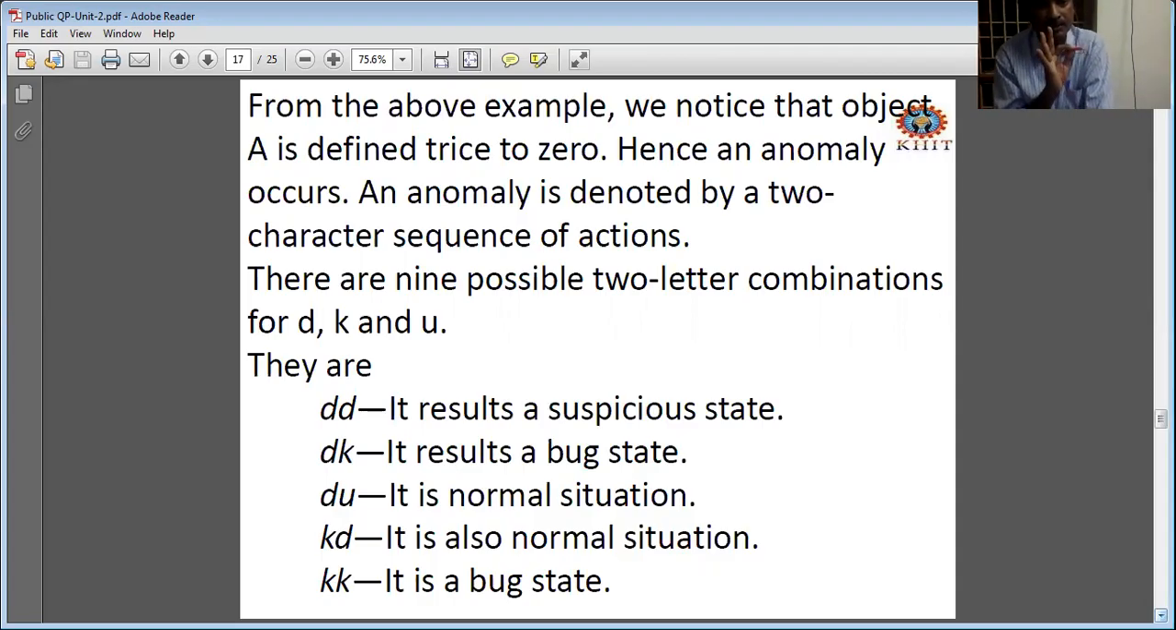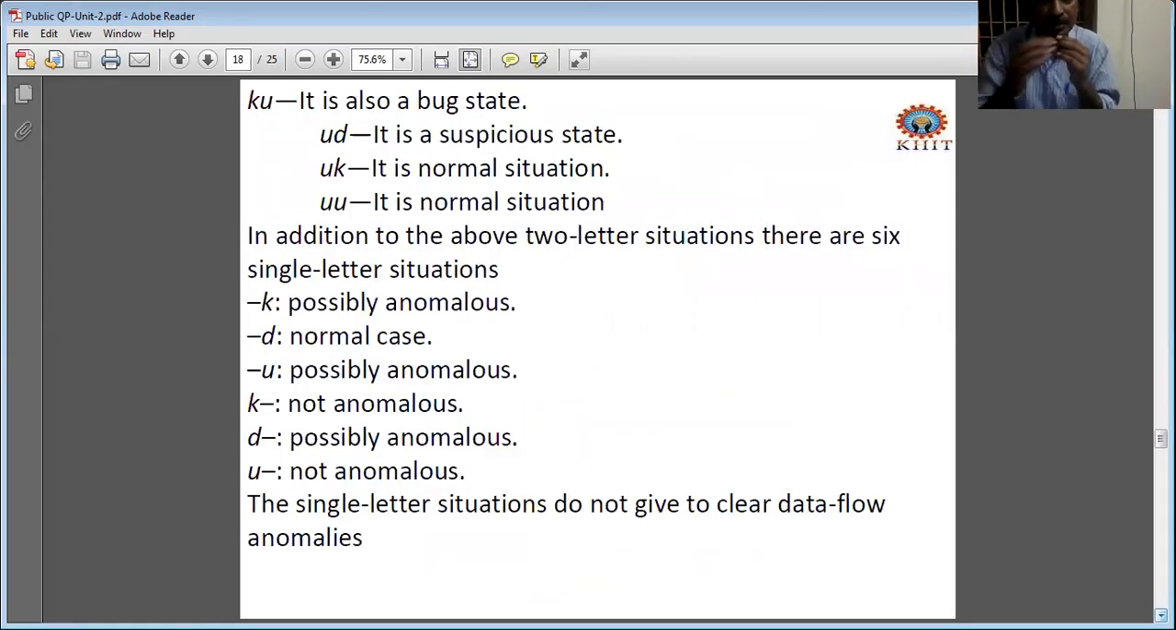DU, defined and used, it is correct, a normal situation. KD, killed means next defined, it is also a normal situation. KK, killed. Once killed, it is okay. Next defined only, again killed is not there, so it is a bug state. KU, it is also a bug state. Killed means after that defined is there, defined is not here. That's why it is also a bug state. UD, used, defined. Used means next killed, before defined, they should be killed, so it is a suspicious state. UK, used, killed, it is a normal situation. UU, used, number of times you can use, it is a normal situation.